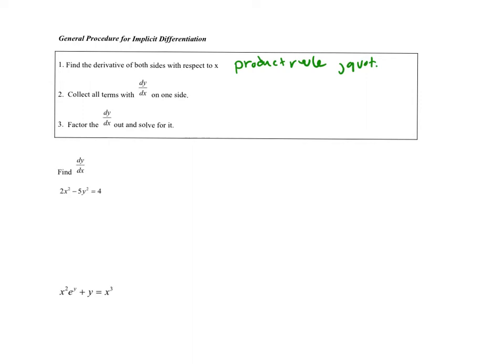Those all come into play, so don't forget about those rules as we go through it. Then we're going to basically get anything with a dy dx on one side. We'll factor it out and solve it. So in general, these are pretty straightforward. Some of the derivatives can get a little hairy just because when you start doing products and quotients with this, the algebra can get a little messy.